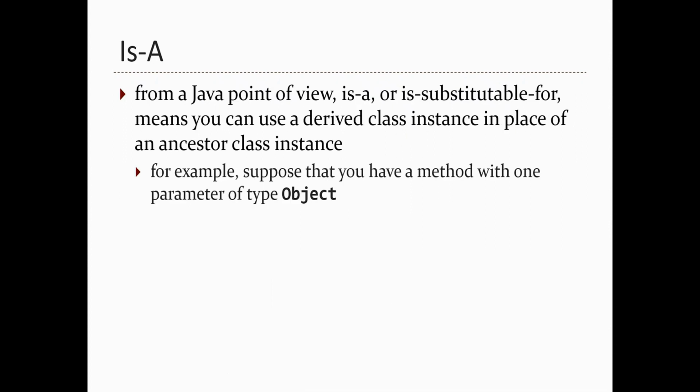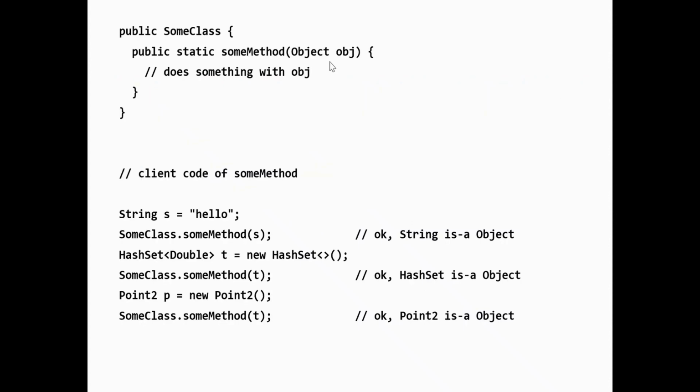Okay, so from a Java point of view, is-a or is substitutable for means you can use a derived class object anywhere you need an ancestor class object. So for example, suppose I have a method and it takes in a parameter whose type is Object, big O Object. This is just like equals, which takes in a big O Object. So here we have some class, it's got some method, and some method takes in a big O Object. So what can you use to call this method? Do I need a big O Object, or can I use something else?